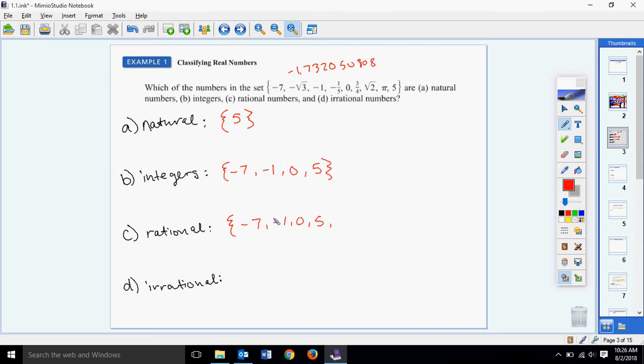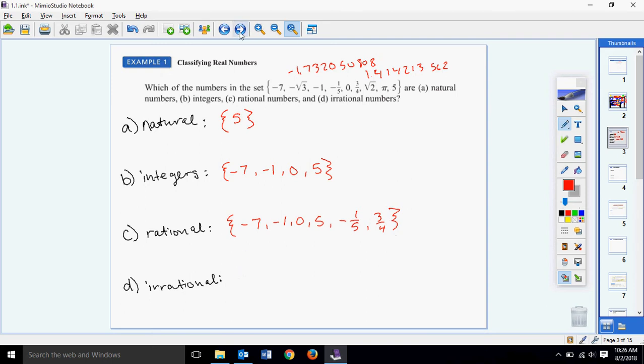Now I have -1, that's included. -1/5, oh, that's a fraction. 0, we already included. 3/4, that's a fraction. Square root of 2. Remember, if we type square root of 2 into our calculator, we're getting something like 1.41421356. It goes on forever without a pattern. That's not rational. And neither would pi. Pi is 3.14159, yada, yada, yada. And then we had 5 included.